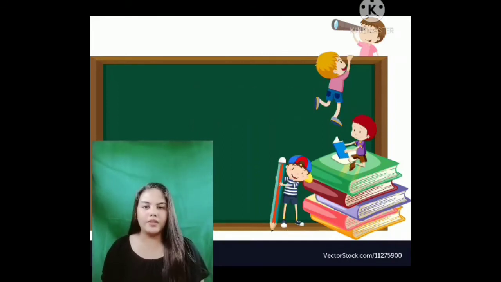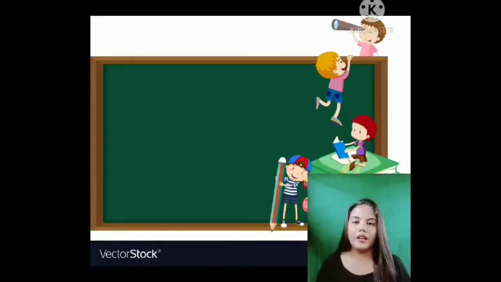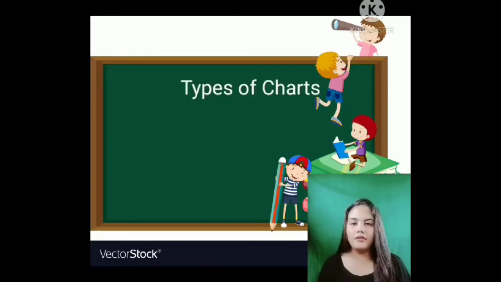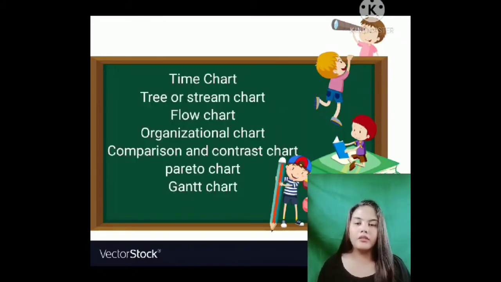A chart is used for data visualization in which the data or the information is presented using different symbols such as bar charts and others. So there are 7 types of charts. These are time chart, tree or stream chart, flow chart, organizational chart, comparison and contrast chart, Pareto chart, and last is the Gantt chart. So let us discuss first the time chart.